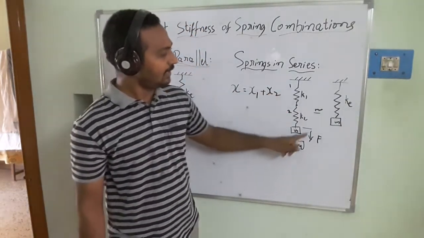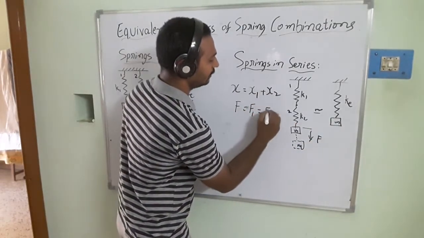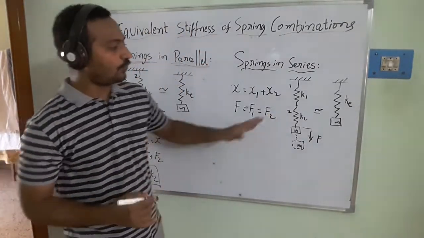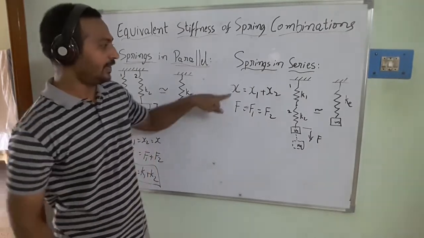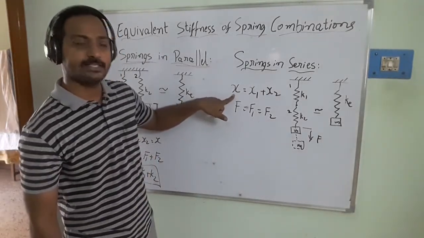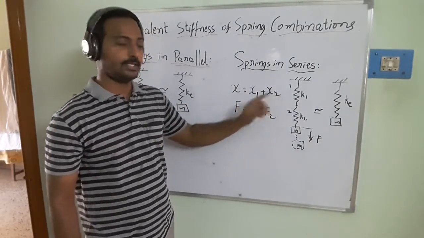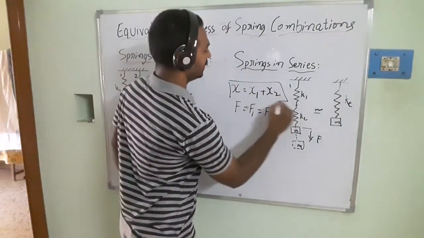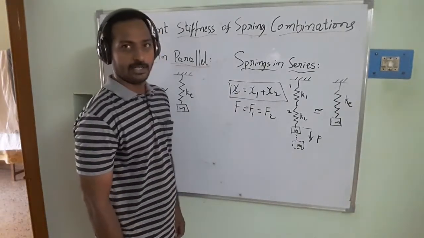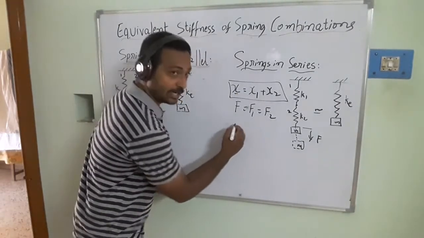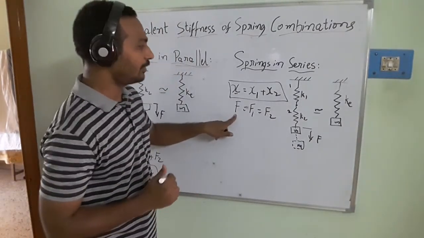Then what will happen here with the forces acting? The total force F is equal to F1, that is equal to F2. That means the total force acting on the system is equal to the individual forces acting on each member. But when it comes to the deflection, the total deflection x is equal to the summation of the deflections x1 and x2. Right? So then, how am I going to write this equation in a form? As we know, the force is equal to stiffness into deflection.